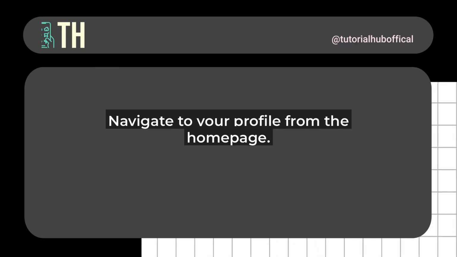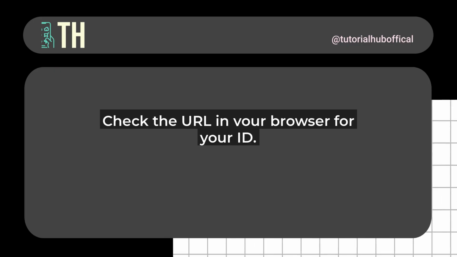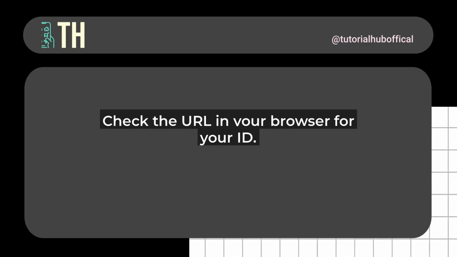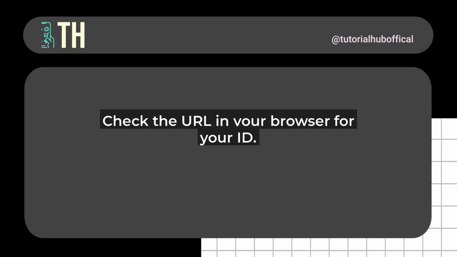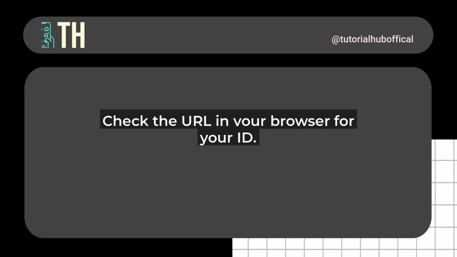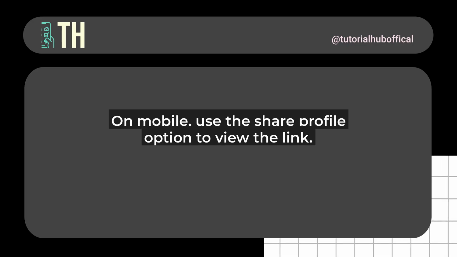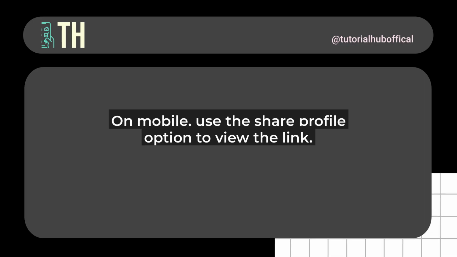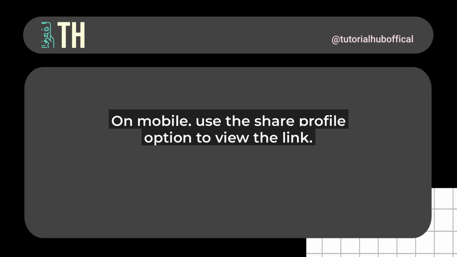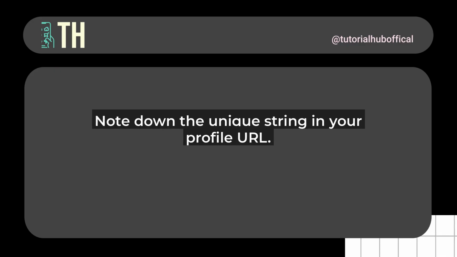Now, look at the URL in your browser's address bar. It should look something like this: www.linkedin.com/in/your-username. At the end of that URL, after the slash, you'll see a string of characters or numbers. That's your LinkedIn ID. For example, if the URL is www.linkedin.com/in/john-doe-123456, then john-doe-123456 is essentially your ID. But if it's a custom URL, you might need to note it down as is.